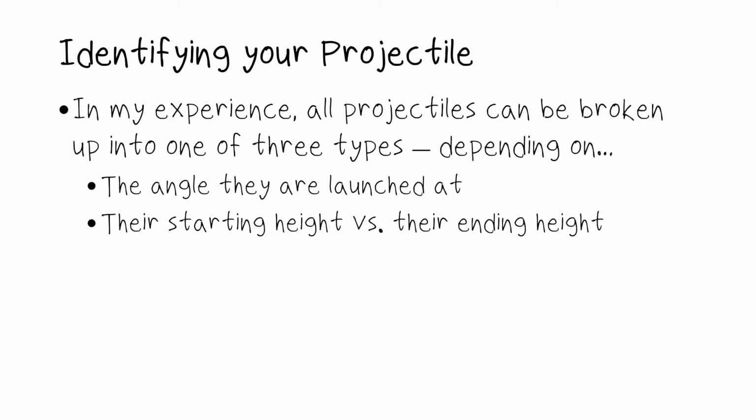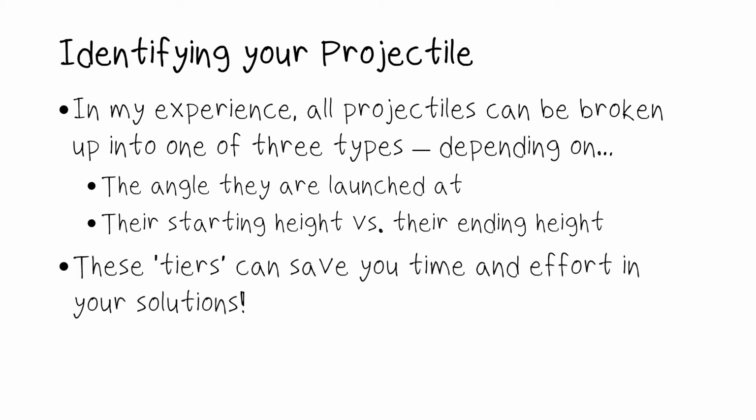So projectile motion is no different. In my experience, I feel that all projectiles can be broken up into one of three types, and this depends on the angle that they're launched at and their starting height versus their ending height. And when you identify these tiers, it can save you time and effort in your solutions because you're going to know what's coming next and know the shortcuts for the different tiers that's going to help you solve your problem quicker and with less chance of mistakes.